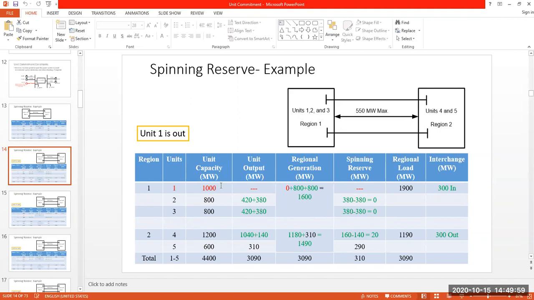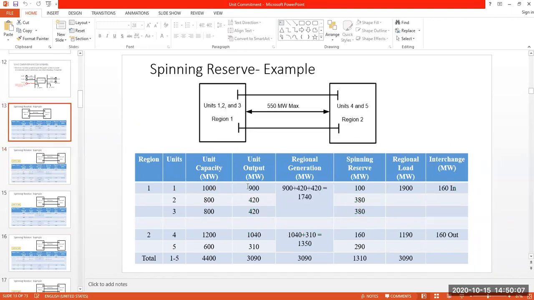Let me go through the numbers, probably then it would be much clearer. So if unit number 1 is out, how much generation are you missing actually? You are missing basically 900, right? You see, I have gone to the previous slide. So 900 is missing now. If unit 1 is out, you are missing 900. So if I try to fill up this gap from this region, because we are missing a unit in region 1, how much can we get maximum from spinning reserve?